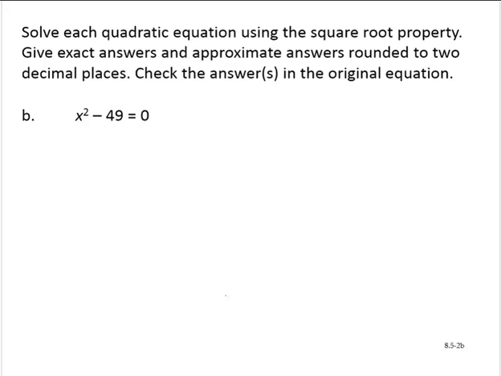Exercise B, x squared minus 49 is equal to 0. Notice that if I simply add 49 to both sides, I can make the equation look like that general form, x squared equals a number. In this case, the number is 49. So we have x squared equals 49. Now applying the square root property, we would have x is equal to plus or minus square root of 49. This simplifies as plus or minus 7.